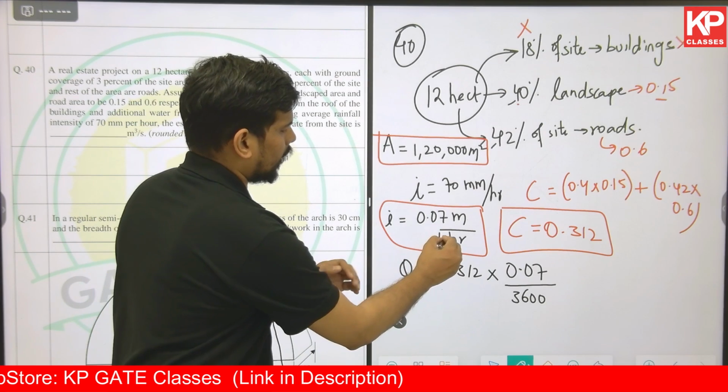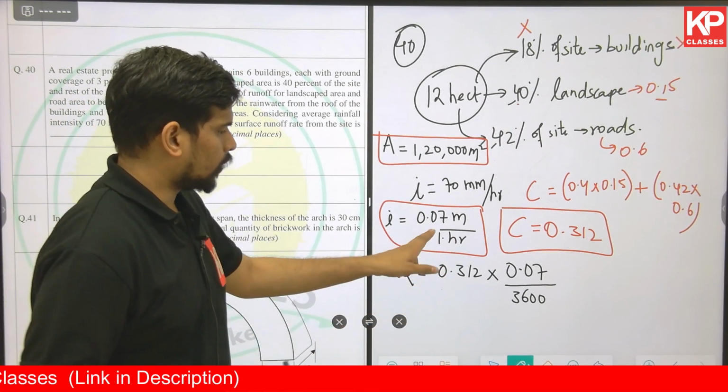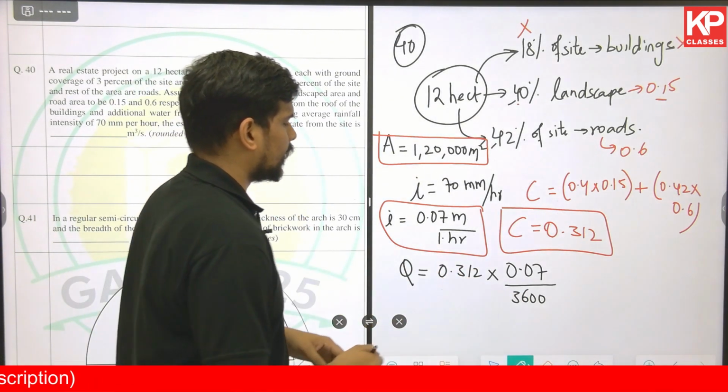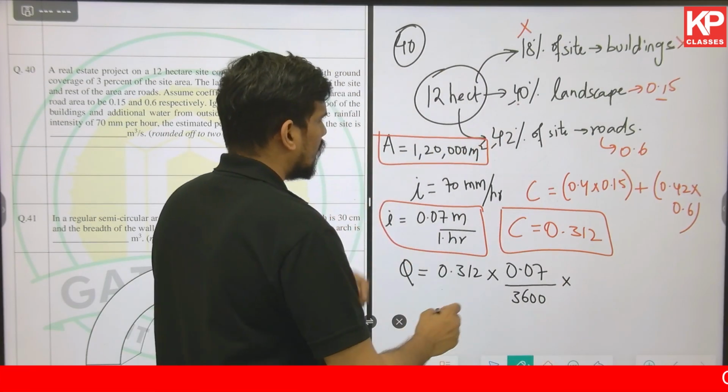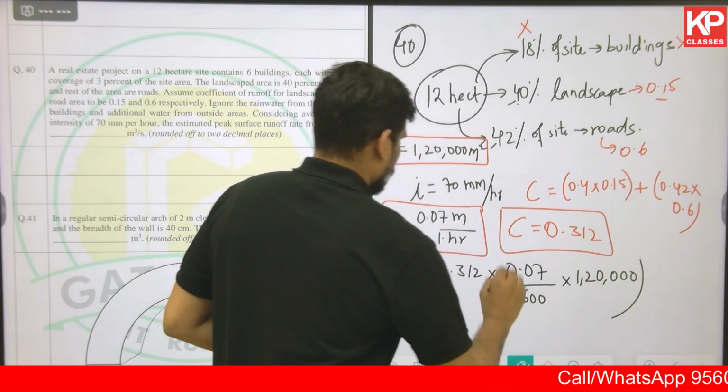It's simply this way. In the denominator, you have 1 hour. In the place of 1 hour, you will write 3600 seconds, because 1 hour is equal to 60 minutes into 60 seconds in each minute. So 3600 seconds. So C into I into area is 1,20,000. That will be the last step.